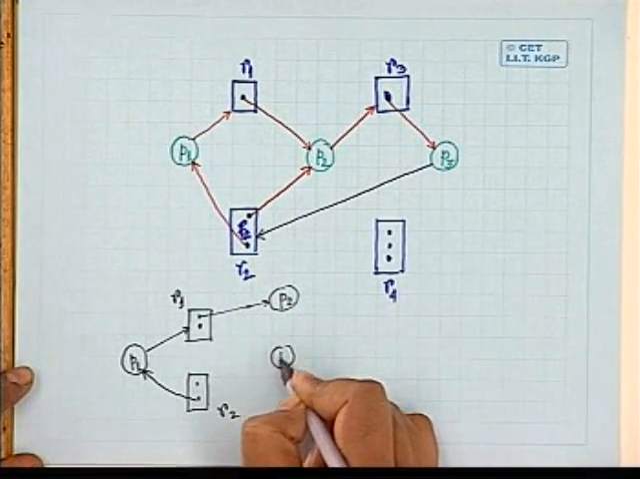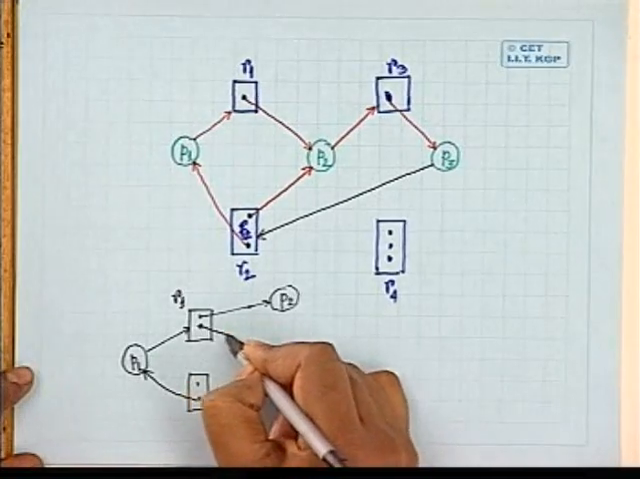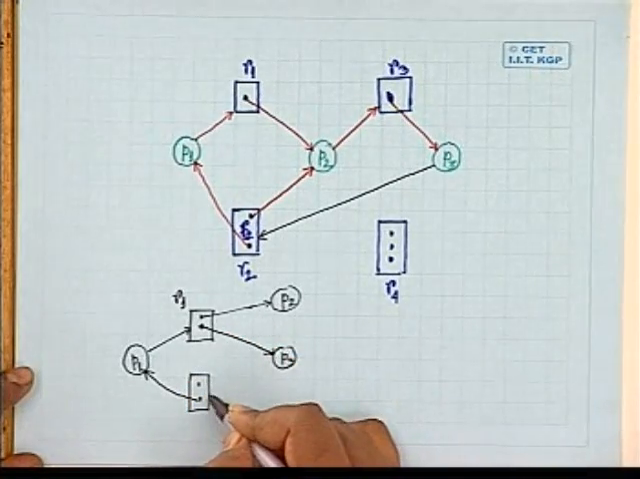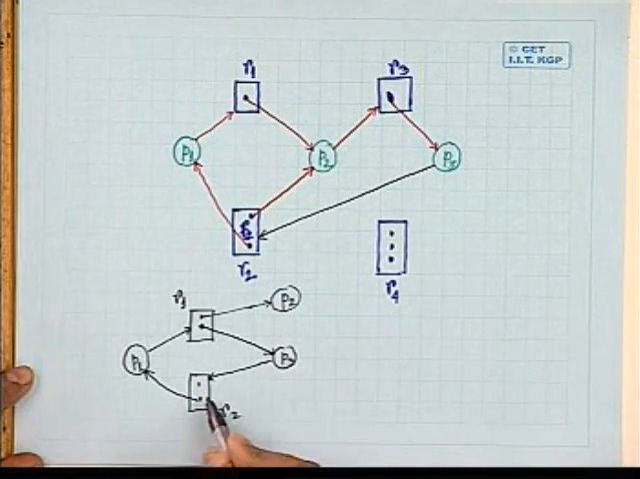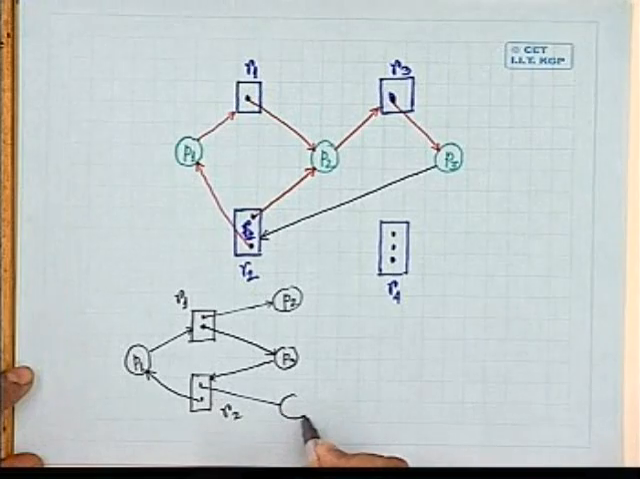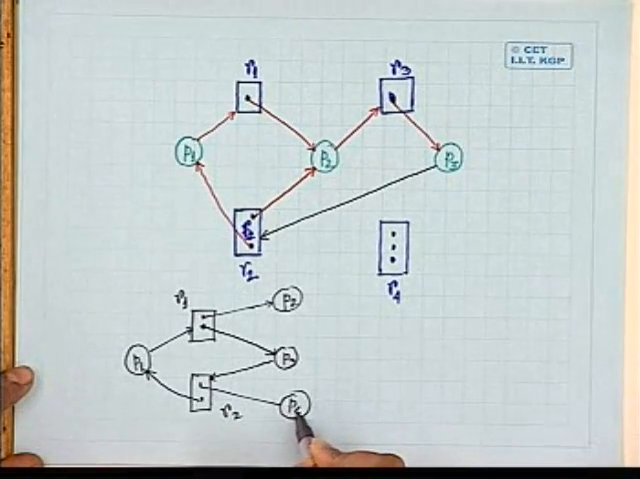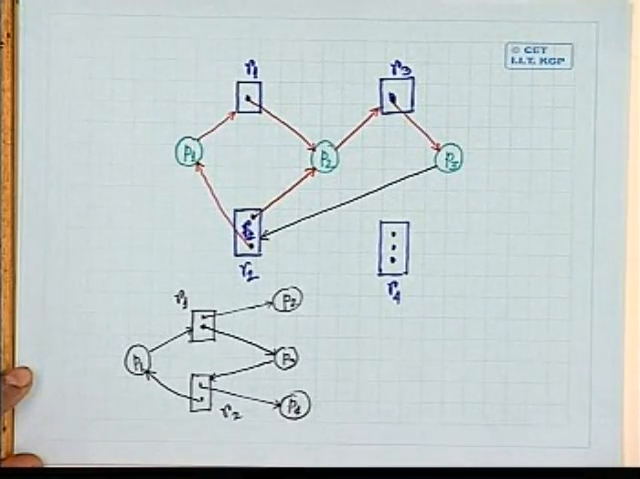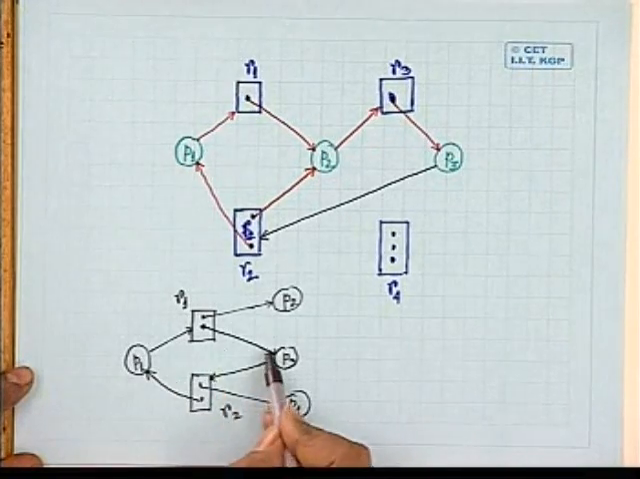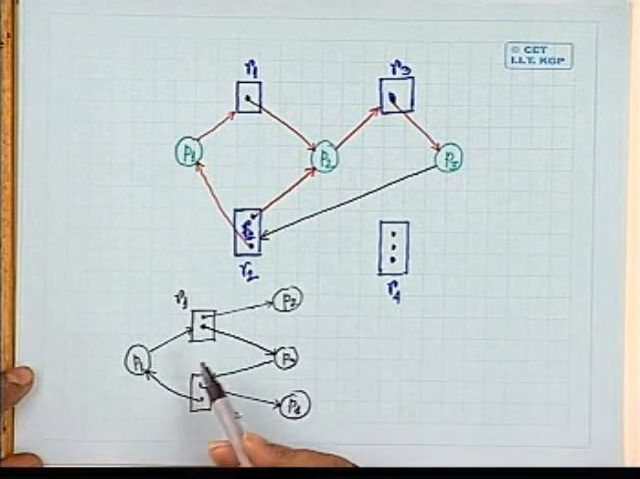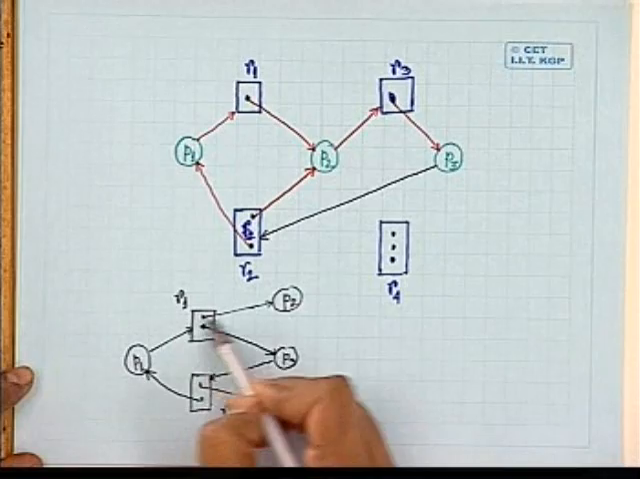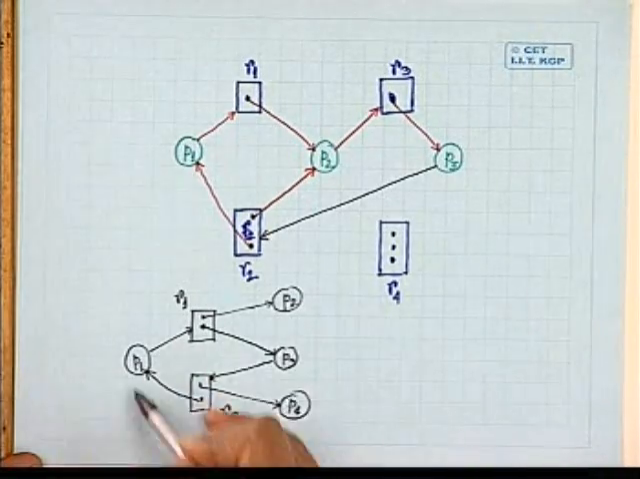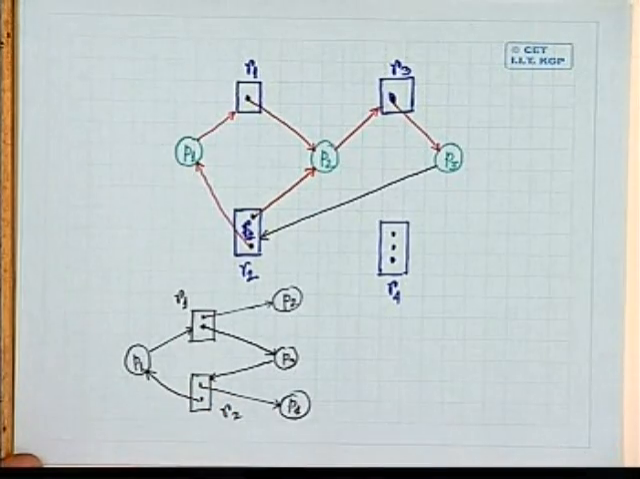A process P3 has acquired the second instance of R1 and it is waiting for an instance of resource type, say R2. This instance may be allocated to another process, say P4. I can have a situation like this. Okay. So here again you find that there is a cycle. The cycle from P1 to R1 to P3 to R3 to P1. But even in presence of this cycle, this does not lead to a deadlock.